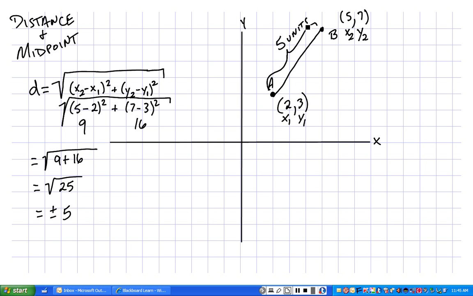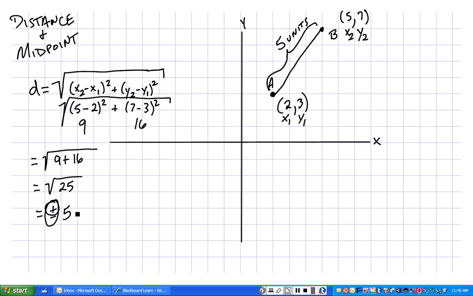We don't know if it's feet, meters, or inches. The problem didn't specify, but it's 5 units between A and B. So if there was a line connecting these two, then segment AB would be 5 units long. Now, when we calculated the distance, we got a plus or minus. But anytime we're talking about distance between 2 points, it will always be positive. We don't get a negative distance. So we would go with just the positive 5. We wouldn't say plus or minus 5. We would just say 5.